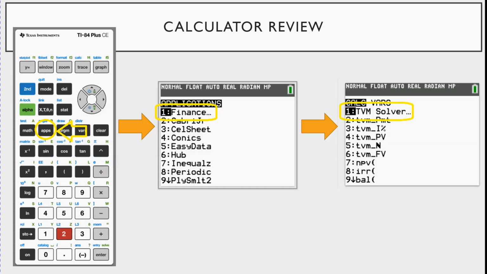All right, so you're going to use this button on your calculator called Apps, and when you click on it, it'll load up all these different applications. And under number 1 here, you'll see this option for Finance. And then when you click on Finance, under option number 1 as well, you'll see this thing called TVM Solver. That stands for Time Value of Money Solver.